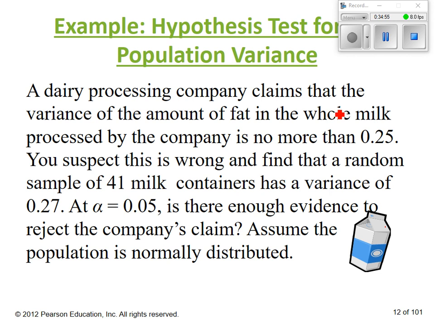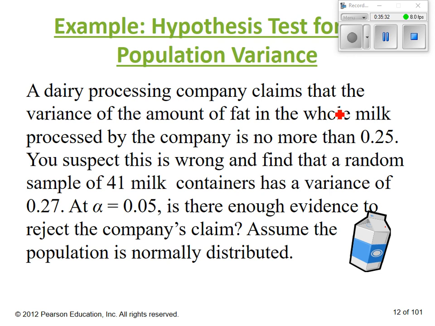Example here: a dairy processing company claims that the variance of the amount of fat in the whole milk processed by the company is no more than 0.25. You suspect this is wrong and find that a random sample of 41 milk containers has a variance of 0.27. At a level of significance of 5%, is there enough evidence to reject the company's claim? Assume the population is normally distributed. Let's do it out here to the side so that we can keep this up here.